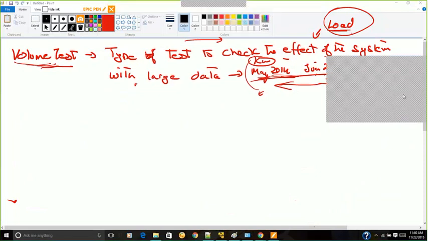So in short, we are actually testing the application performance based on the volume of the database, right? Correct. Everything is checking the application performance only, based on how big the volume of the database is.